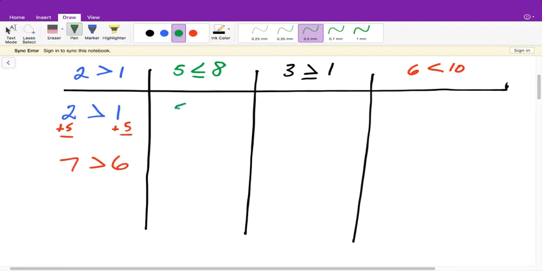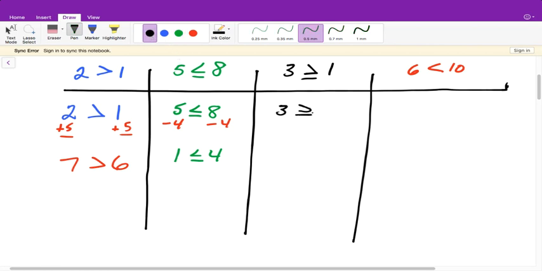The next one we have is 5 is less than or equal to 8. Let's subtract 4 from both sides. Minus 4, minus 4. 5 minus 4 is 1. 8 minus 4 is 4. It started out that our right-hand side was greater than our left, and it still is. 4 is still greater than or equal to 1. So when we're subtracting the same number from both sides, nothing really changes. It's still going to be the exact same inequality facing the same way. We're still less than on the left-hand side.